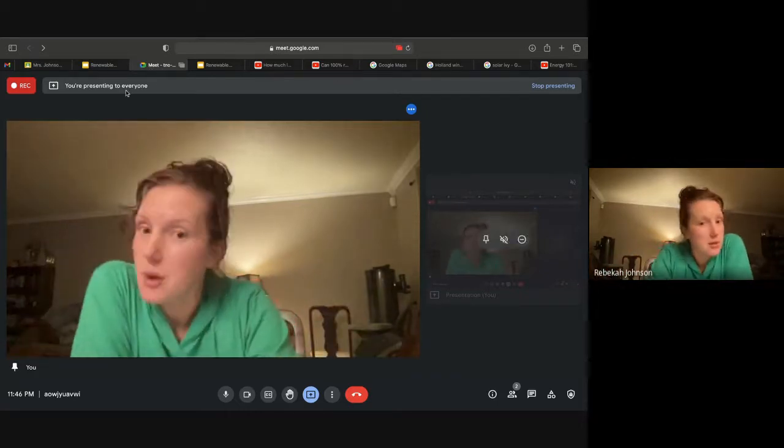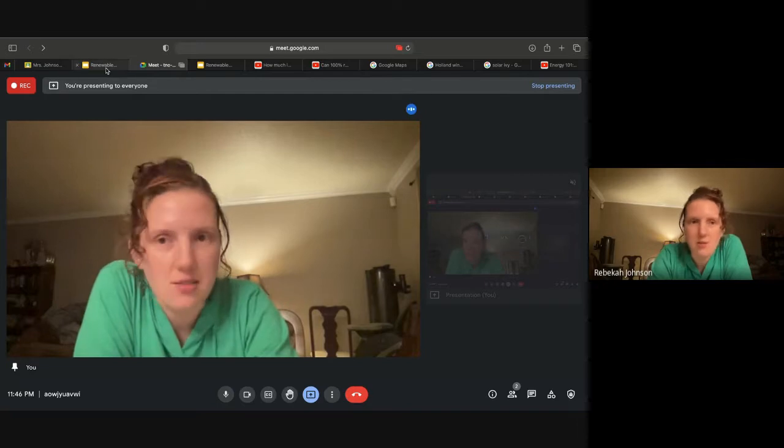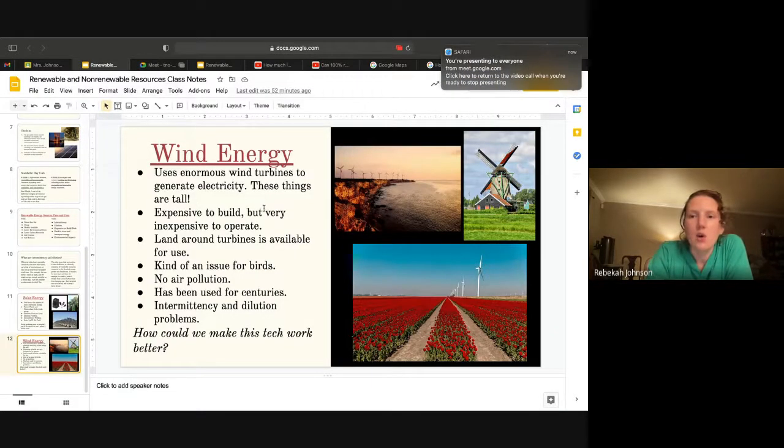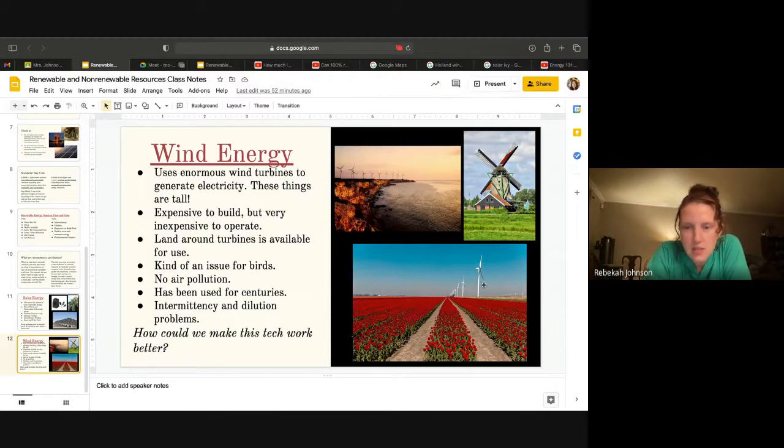So, again, powered by the sun, but wind on its own is a good source. So, we use these enormous wind turbines, and you can't really tell from these, but these things are like 500-600 feet tall at least.